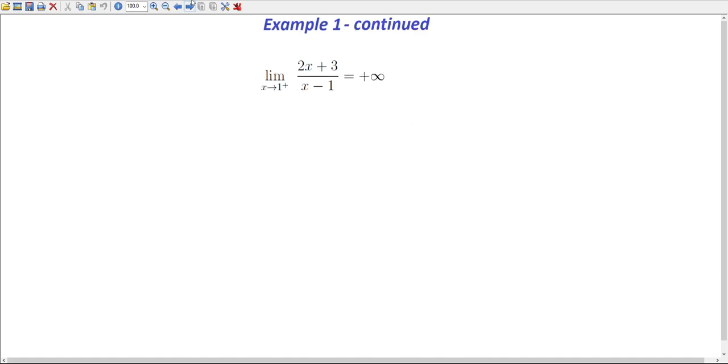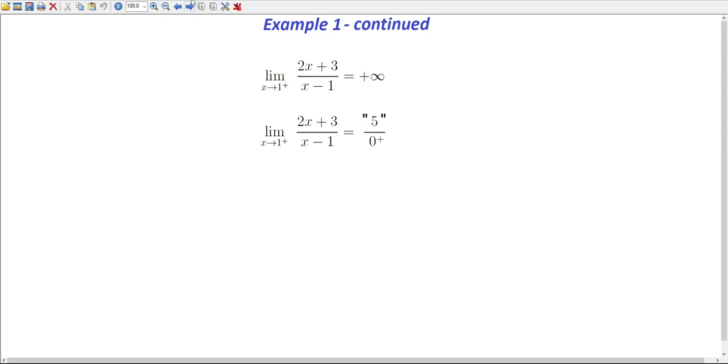Let's try to do the same problem now without actually doing any numerics. So again, we note that as x goes to 1 from above, 2x plus 3 looks a lot like 5, and x minus 1 looks a lot like 0. However, since x is slightly larger than 1, x minus 1 is slightly larger than 0. So we write the limit equals, in quotes, 5 over 0 plus. The quotes indicate that this is not actually the limit. This is how we are thinking about it.